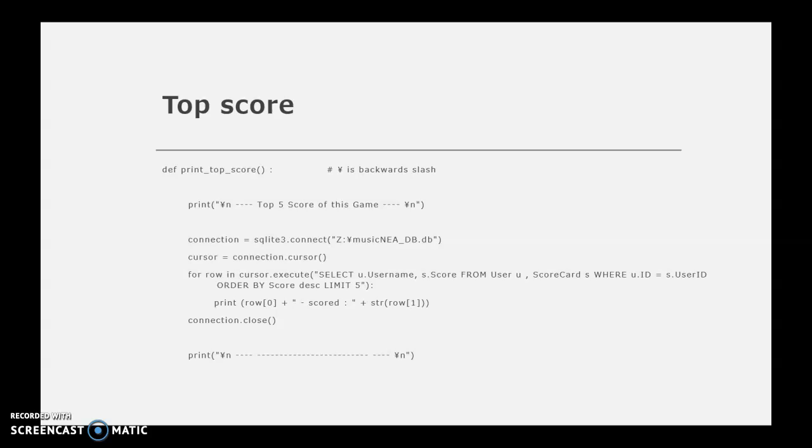Then here's a top score function where it prints the top 5 rows of scores, so it makes the game a little bit more competitive, so people can actually try really hard in the game to see if they actually made it on the top 5 leaderboard. The weird Y, as seen here, and here, is actually a computer error. It's actually just a backward slash.